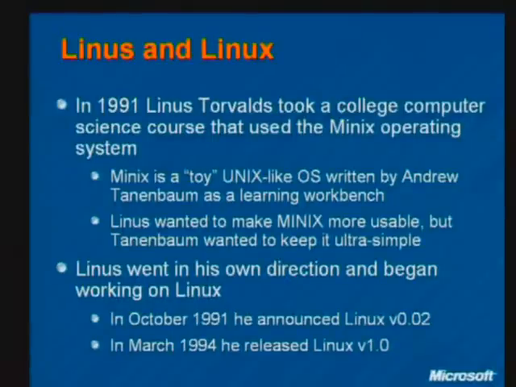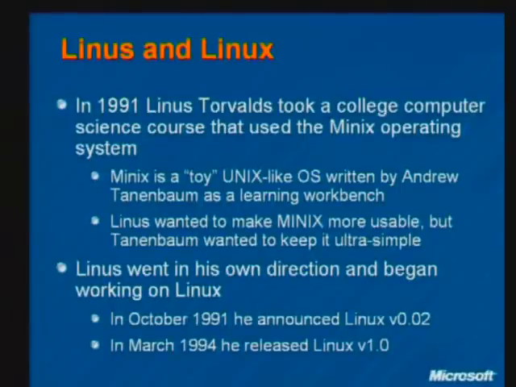In 1991, Linus took a college computer science course that used a toy operating system called Minix that was modeled after, or that is modeled, it's still available, it's modeled after Unix. It's a very stripped down, basic, bare bones version of Unix that's simple enough so that a university student can understand it from top to bottom in one semester. Fits on a floppy disk, it's that small.